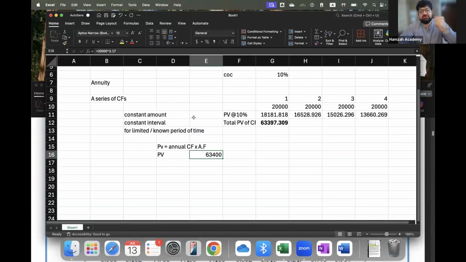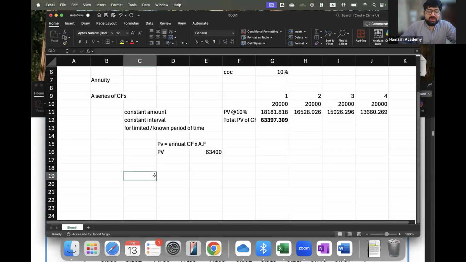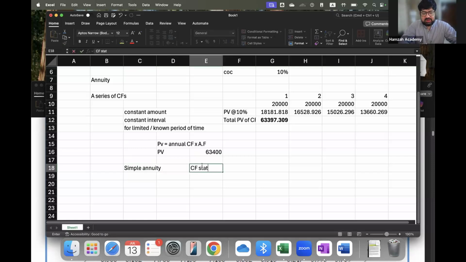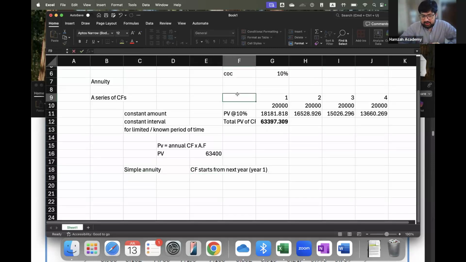Now, the next is annuity is of three types. One is called simple annuity, where first cash flow starts from next year, not today, year 1 from now. And this is what we have calculated for. Year 0 is today. So we have discussed the same example.